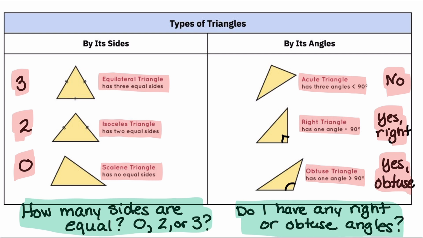So those are the 6 different names, one set of names based on its sides, where you just ask that question, how many sides are equal, and a set of names based on its angles. Do you see any right or obtuse angles? All right, hit pause and jot this down into your notes.